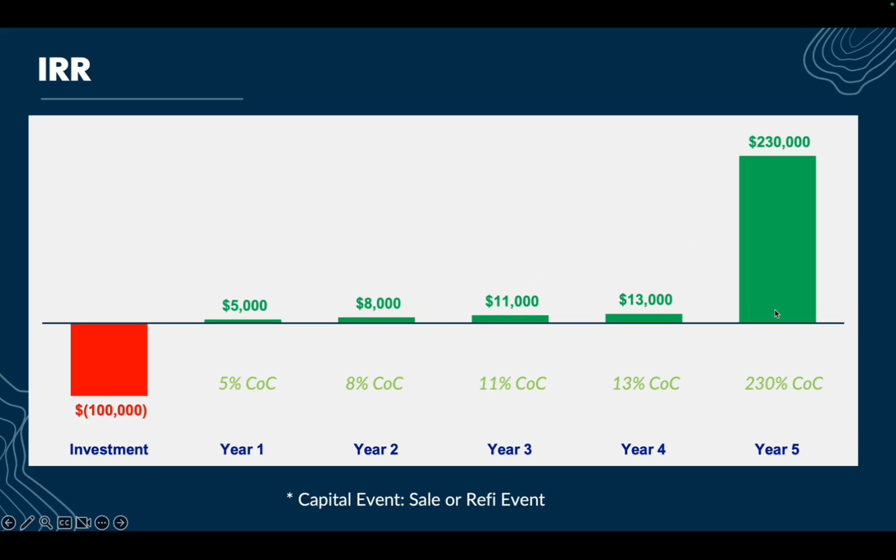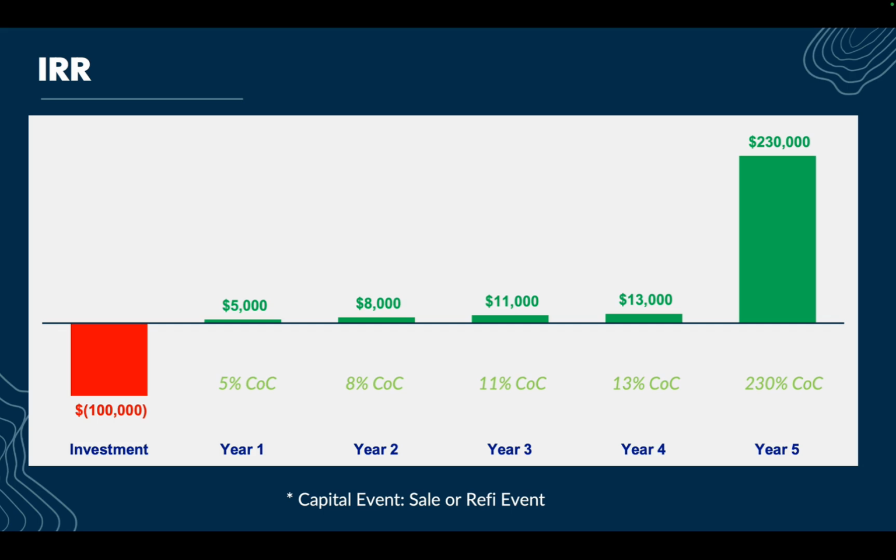If someone were to ask you, okay, I could see you make 5% in year one, 8% in year two, 11% in year three, but what if you take an average of these? What is the average return across that investment annualized? That's the IRR. So it's going to be the average yearly return across the investment. That's the best way to describe it.